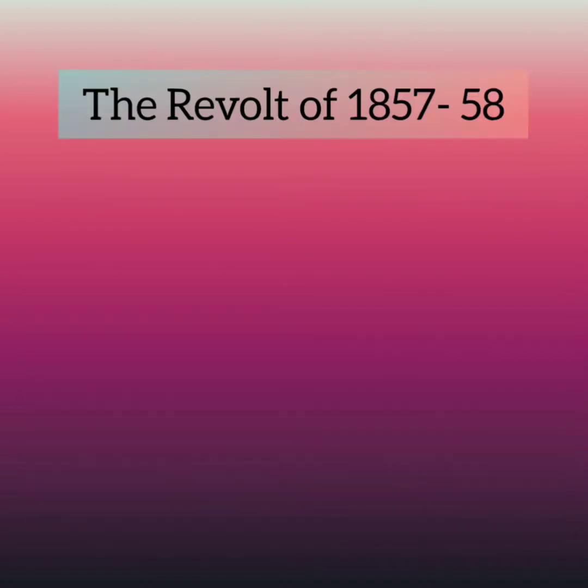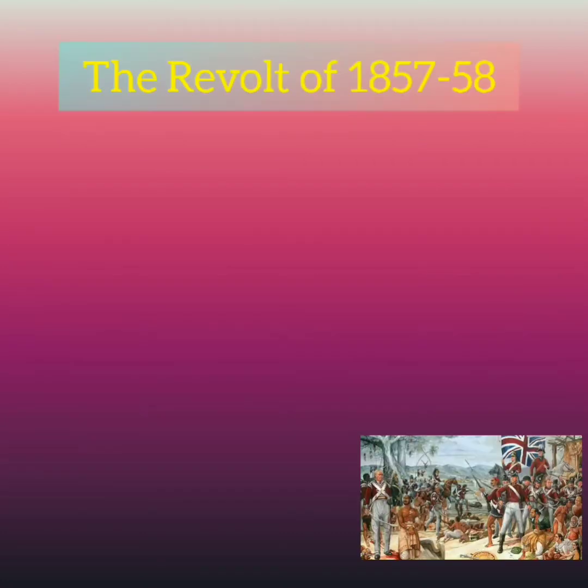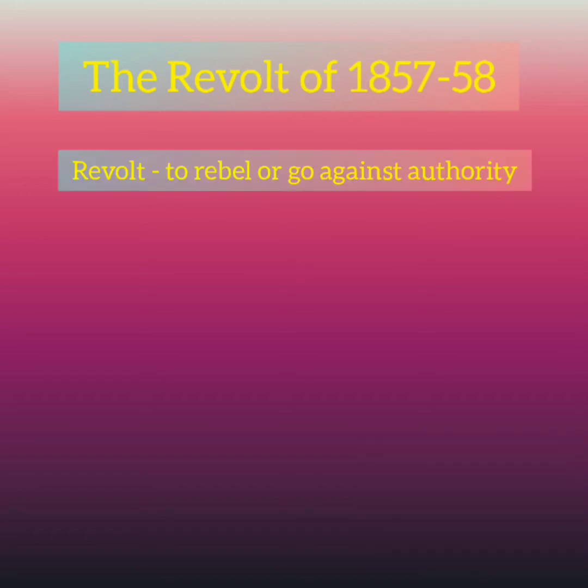So in this chapter, we will talk about causes of the revolt, main events of the revolt, causes of the failure of the revolt, and the result of the revolt. Okay, the revolt of 1857 to 58. Revolt means to rebel or go against authority. So this chapter is all about what happened during 1857 to 58.